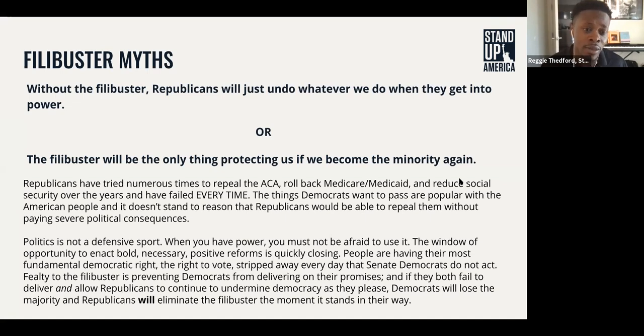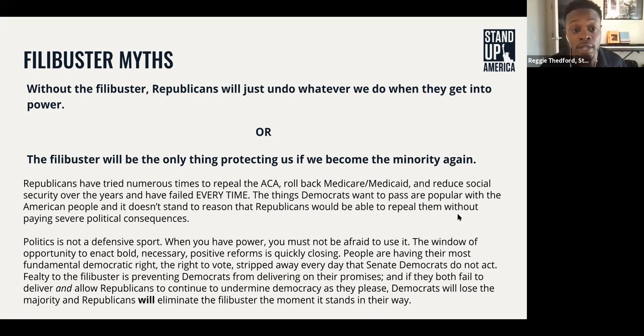And then also, we're of the philosophy that politics is not a defensive sport. When you have the power, you must not be afraid to use it. The window of opportunity to enact bold, necessary, and positive reforms is quickly closing. People are having their most fundamental democratic right, the right to vote, stripped away every day that the Senate Democrats do not act.